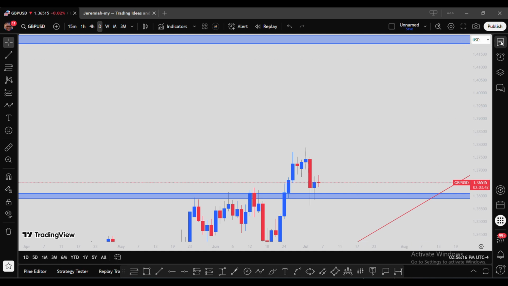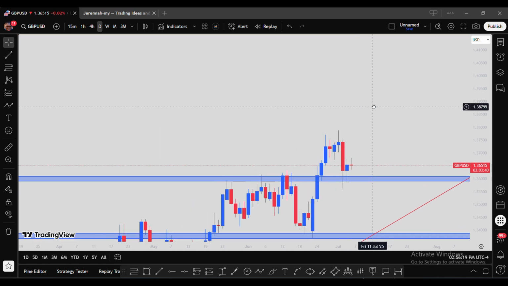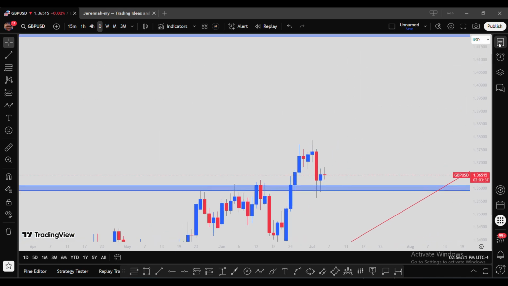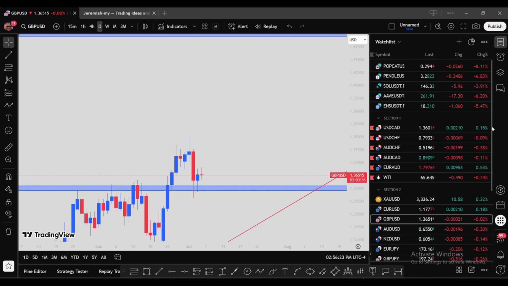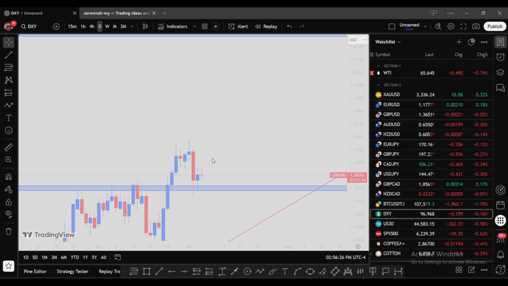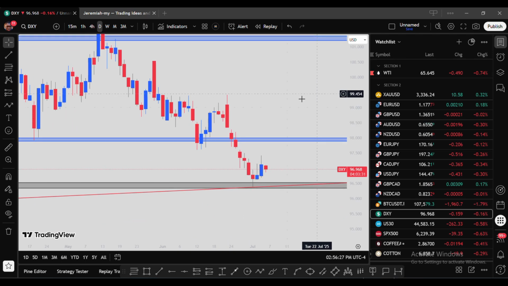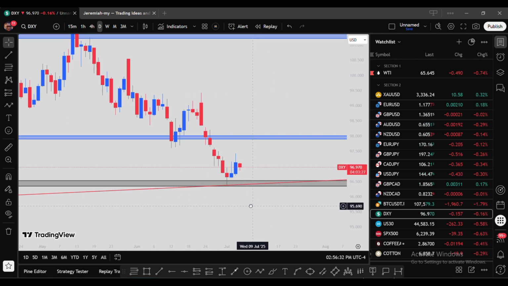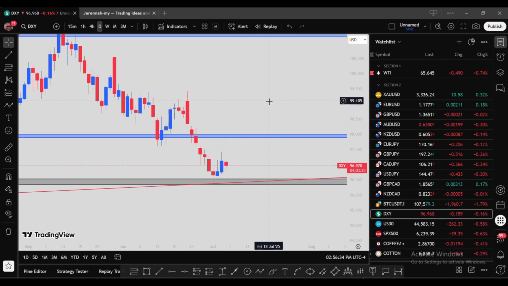If I could get a clear confirmation, I might get into the buy trade, but I will not get into a buy trade until price breaks that confluence zone on the US dollar. So until price breaks this level on the US dollar, that's when I might be looking to get into a buy trade on EURUSD and GBPUSD.